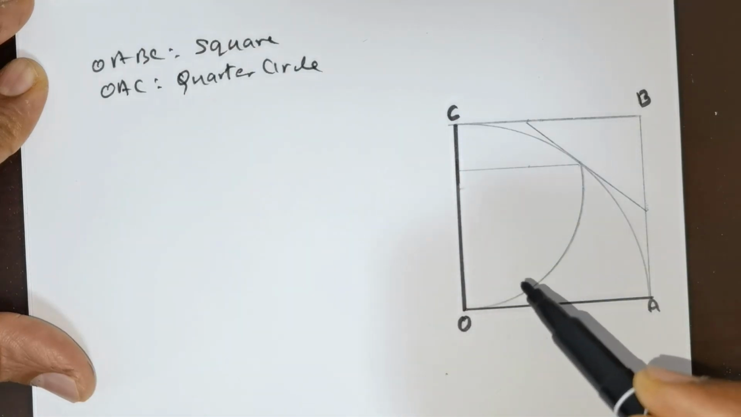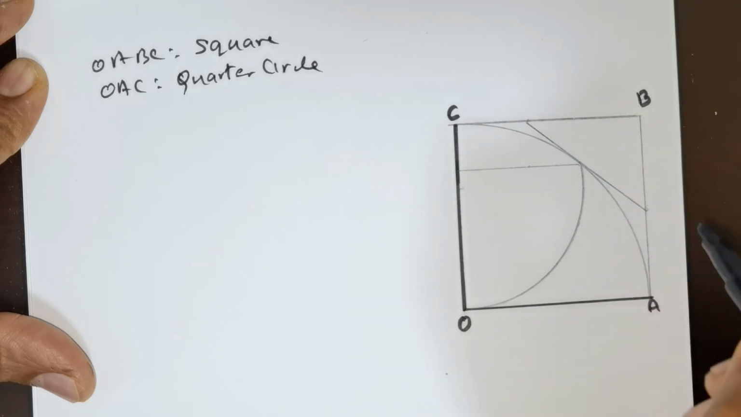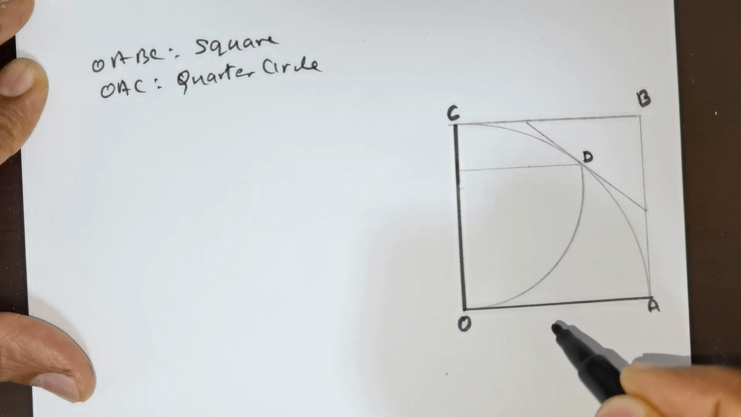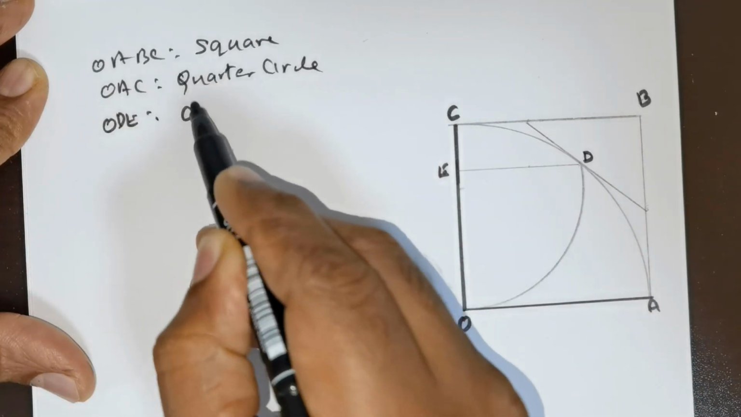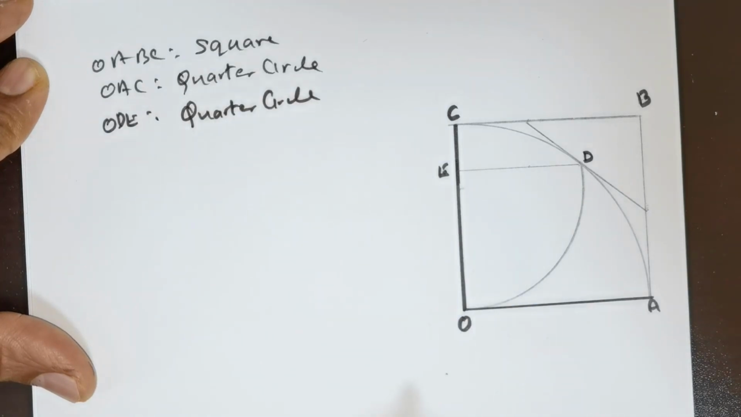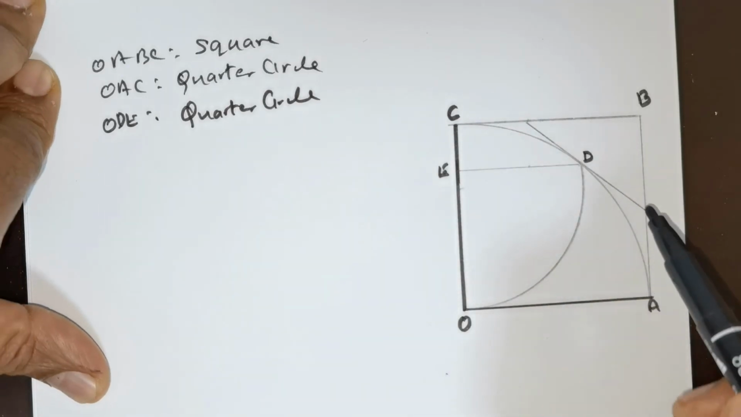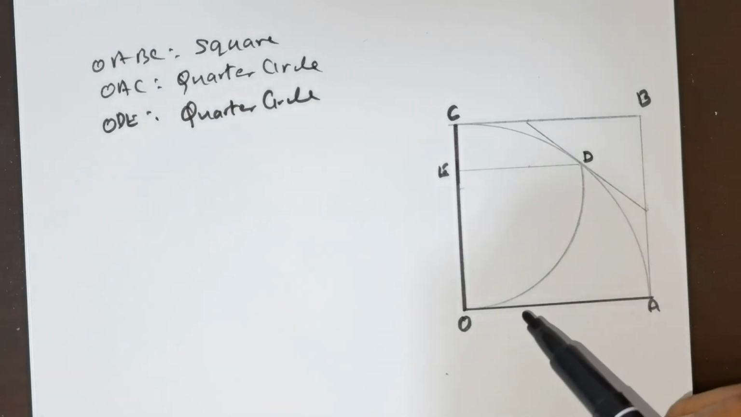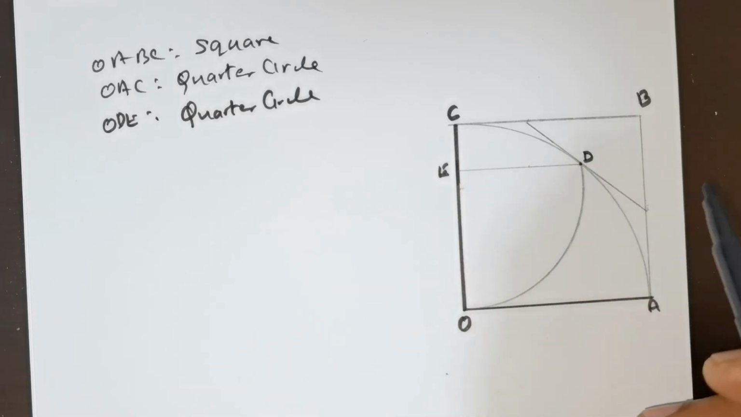Inside the quarter circle you have another quarter circle. Let me name it O, this point D, and E. ODE is another quarter circle. Now you are being given a line which is actually a tangent to the quarter circle OAC, and that point is D.